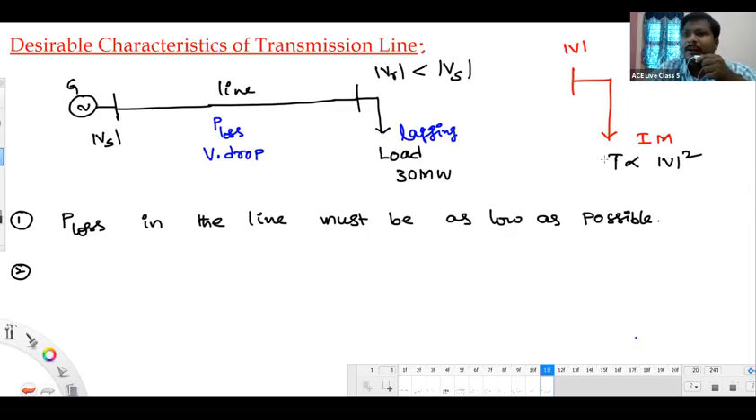At the time, the motor may come to a stop. So to overcome these issues, we have to maintain a good voltage profile at the load location. To maintain that, the voltage drop in the transmission line must be as low as possible. Are we getting my point? All of you getting my point, please?